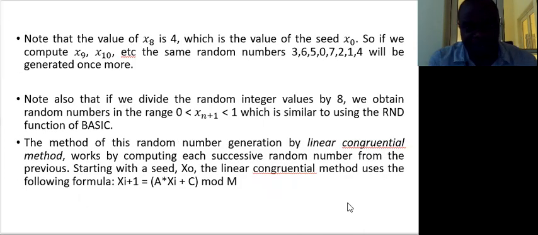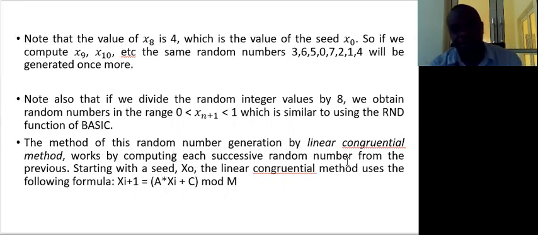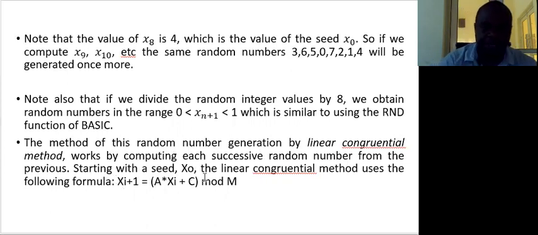Now you have to note that the value of x8 is 4, which is the value of the seed number. If you compute x9, x10, the same random numbers will be generated like we mentioned before. You also need to note that if we divide the random integers by 8, we obtain random numbers in the range 0 less than x subscript n plus 1 less than 1, which is similar to using the round function of BASIC. The method of random number generation by the linear congruential method works by computing each successive random number from the previous one, starting with the seed value.